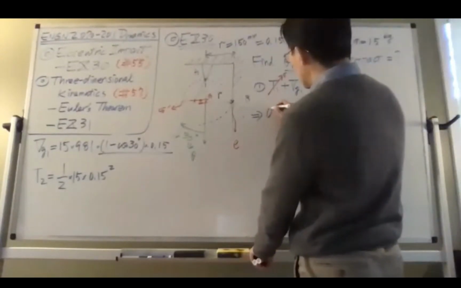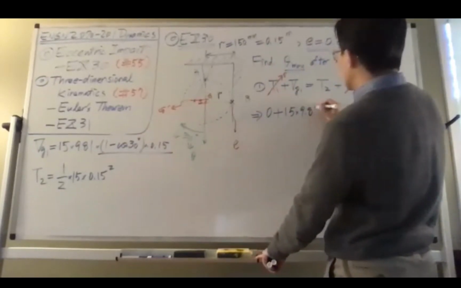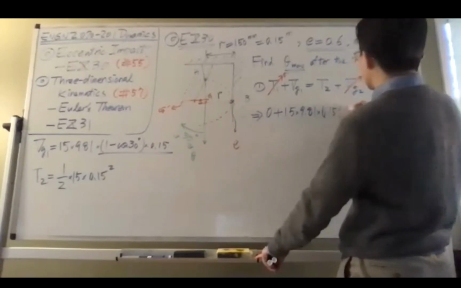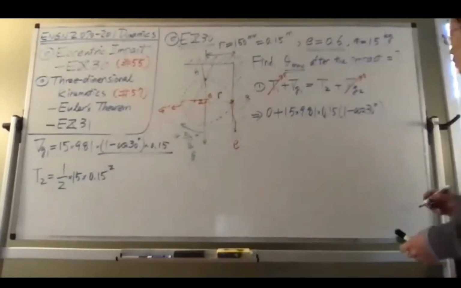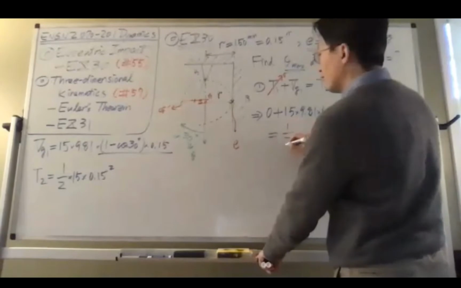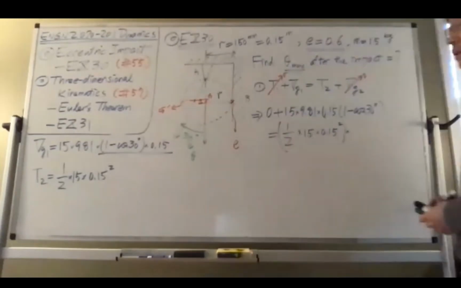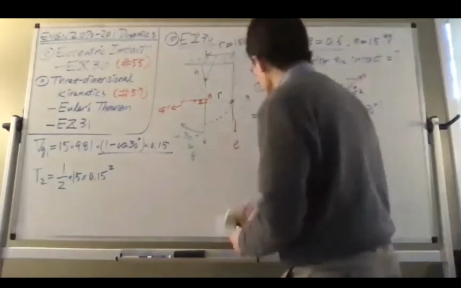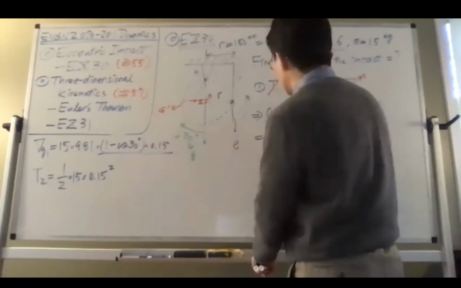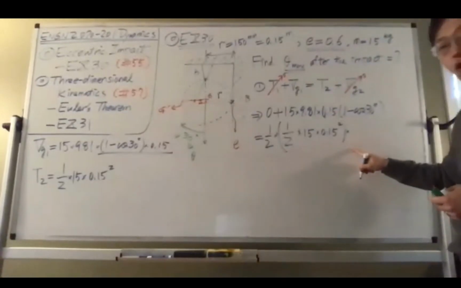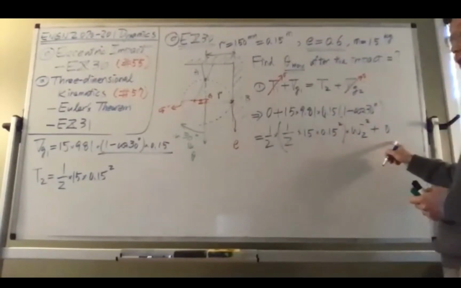So we know that the first one is 0 plus this thing here, 15 times 9.81 times 0.15 times 1 minus cosine 30. Cosine 30 is 0.86 roughly, equals 1/2 of 15 times 0.15. This is the I, remember? 1/2 of I times omega squared. So this is going to be omega 2 squared plus 0. This is 0 because it's a datum line.